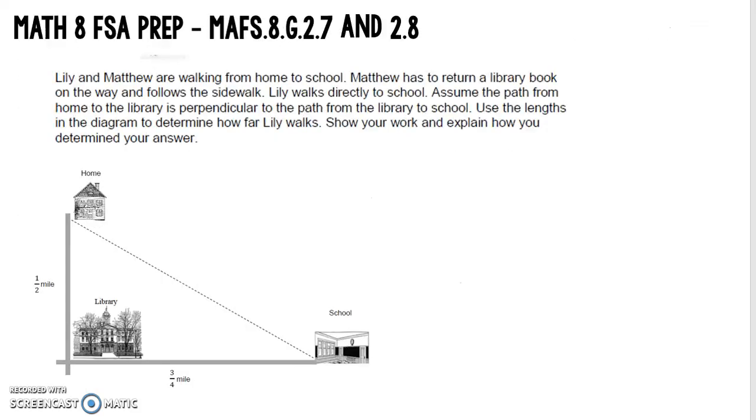All right, our first problem here says that Lily and Matthew are walking from home to school. Matthew has to return a library book on the way and follows the sidewalk. Lily walks directly to school. Assume the path from the home to library is perpendicular to the path from the library to school. Use the lengths in the diagram to determine how far Lily walks.